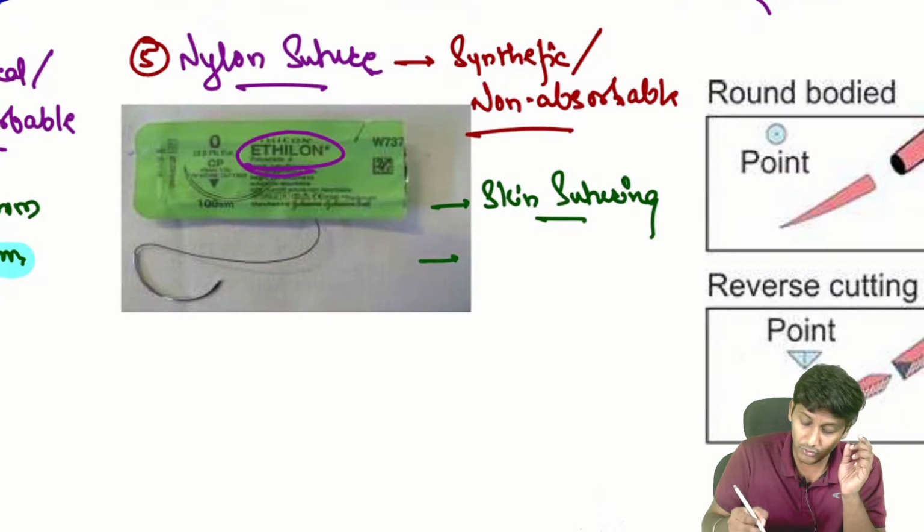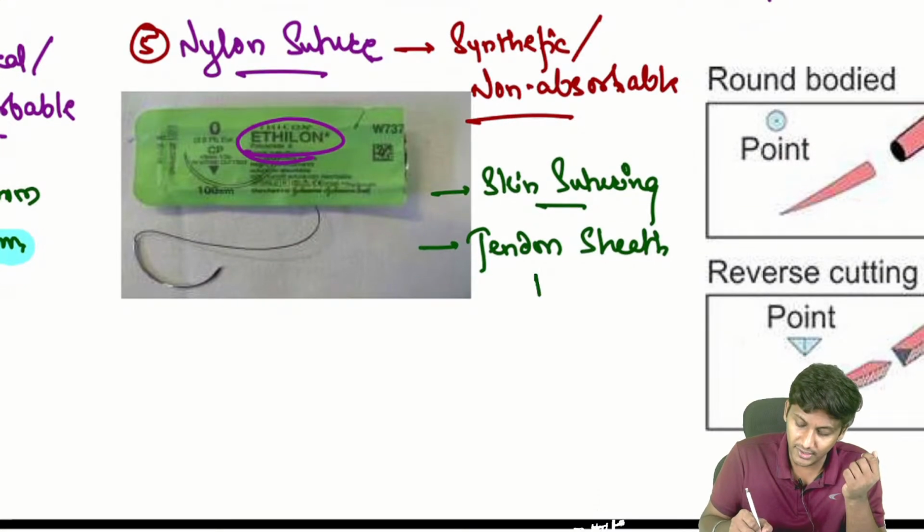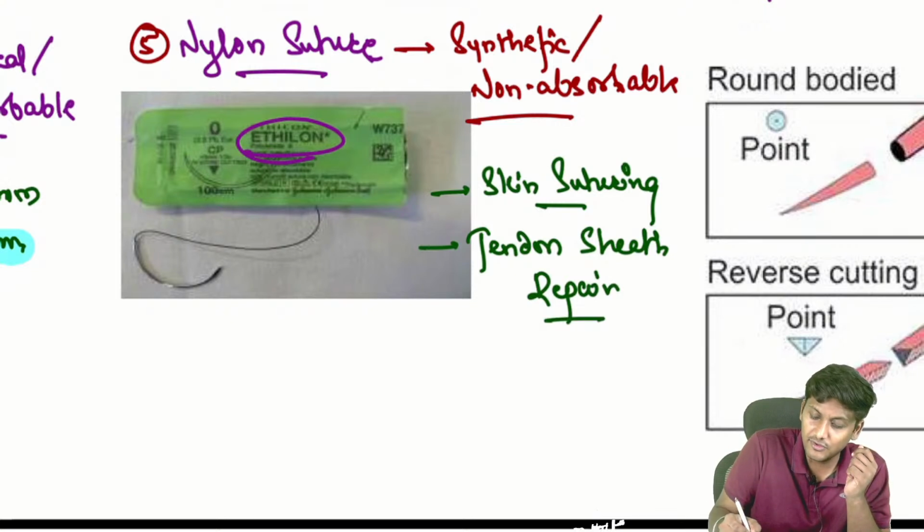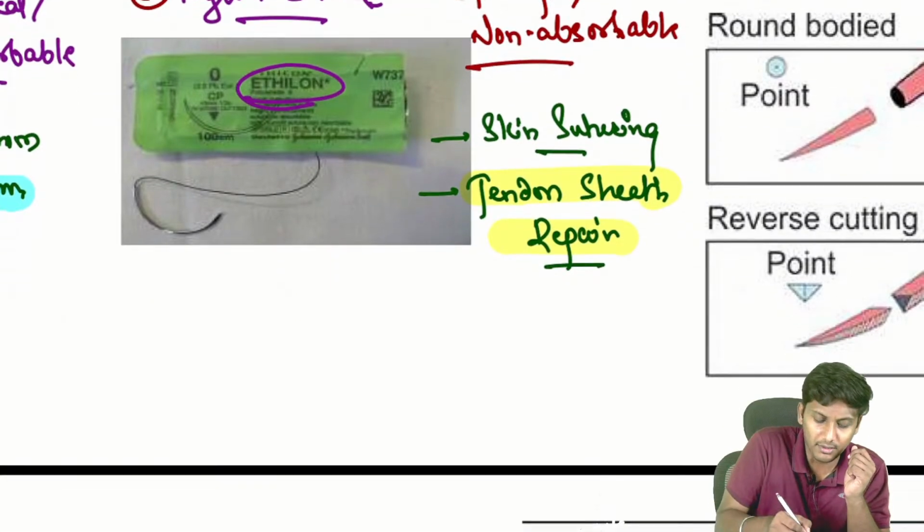Second, it is used for tendon repair. As I've told you, for tendon sheath repair, tendon sheaths are very strong. So definitely tendon repair or tendon sheath repair, when you have to do it, we need a strong suture, something like nylon itself. So tendon sheath repair or tendon repair, it is the nylon suture.